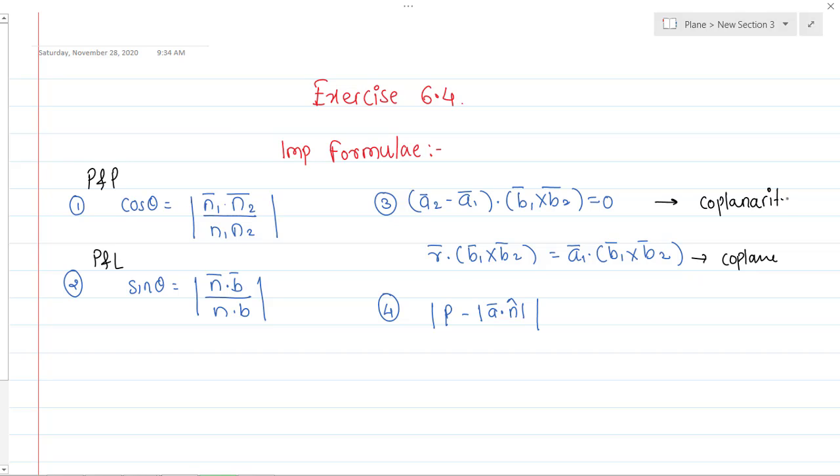I have given you the proof and the concept of how all these formulas come in the previous videos. If you have not seen those videos, first go through them and then come back to this, because all the concepts used there are used in this video. And at last we have the distance of a point A from the given plane. Okay, so let's start exercise 6.4.